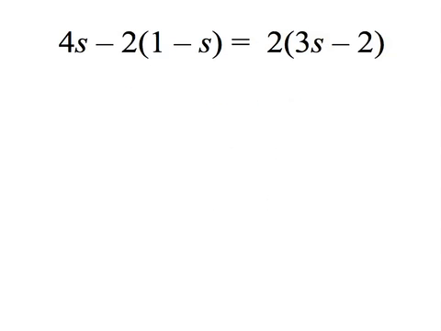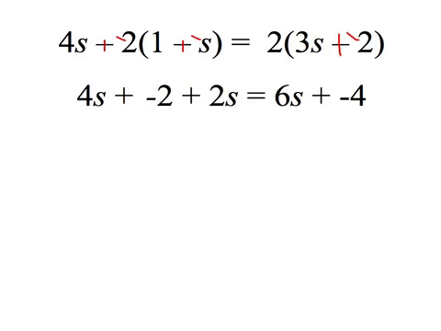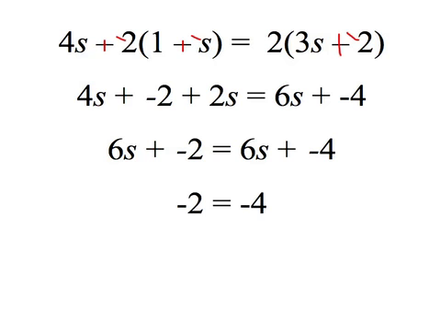And in our final example, we'll start by applying the definition of subtraction, then the distributive property, then we combine like terms, then we get rid of the 6s on each side, leaving us with the statement that -2 is equal to -4. That's false, so there is no solution, and we write the empty set symbol.